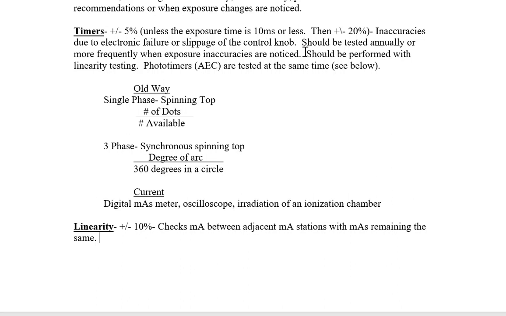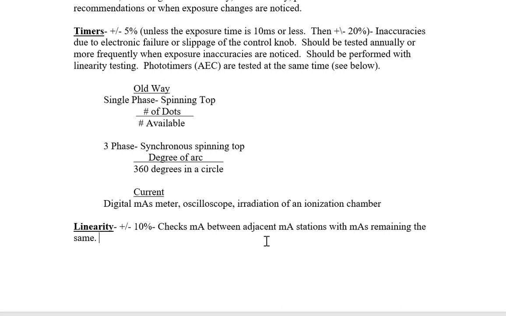But if you get down to 10 milliseconds or less, then again, your timers can't respond very quickly. The time that it takes to start the exposure is what they call interrogation time, and the time to terminate the exposure is what they call extinction time. So if your exposure time is 10 milliseconds or less, then that interrogation and extinction time come so close together that your timers have a difficult time responding to it. And in that case, we can have as much as 20% inaccuracy. That's why we have reciprocity failure, because we get so short that your machine just can't deal with the short exposure times very well. So timers, plus or minus 5%, unless it's very, very short, and then it's plus or minus 20%.